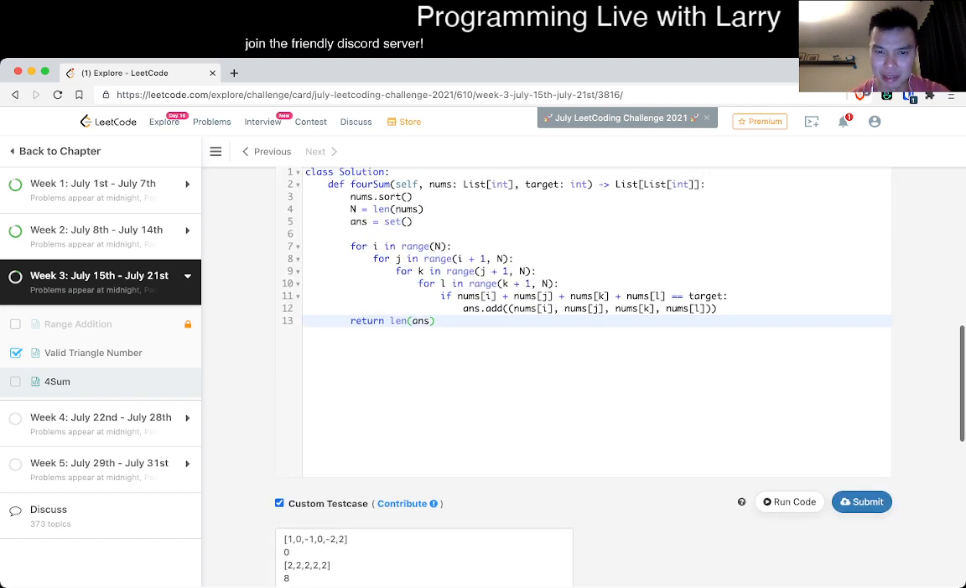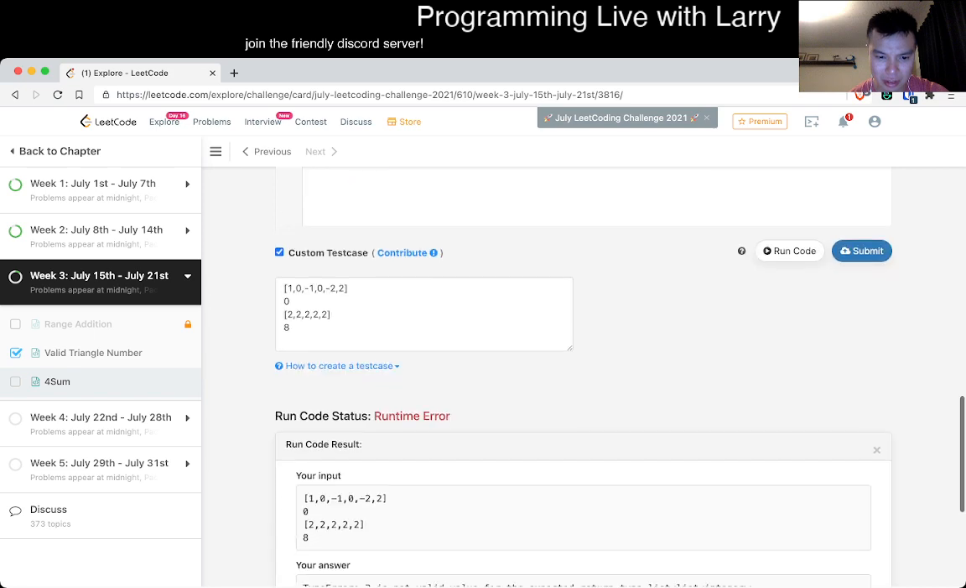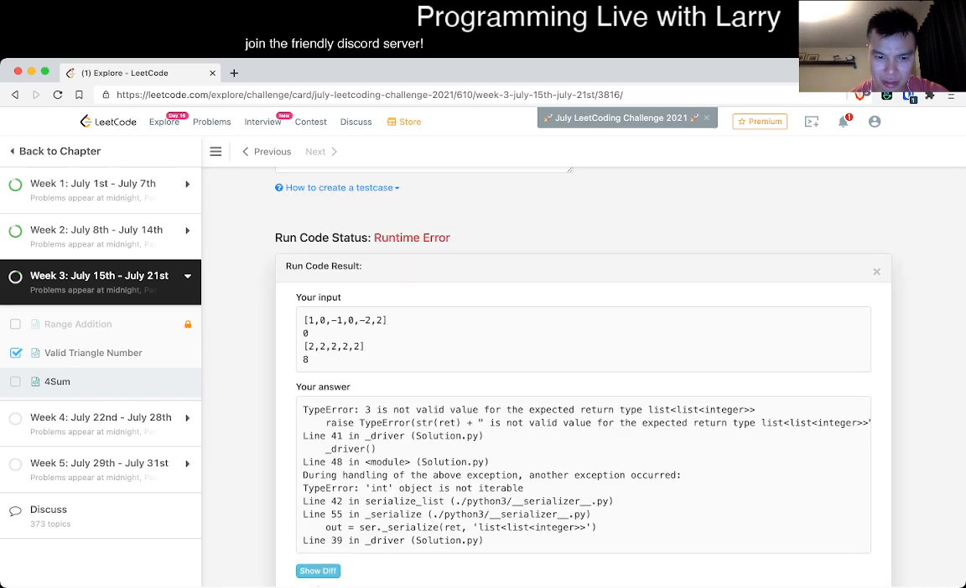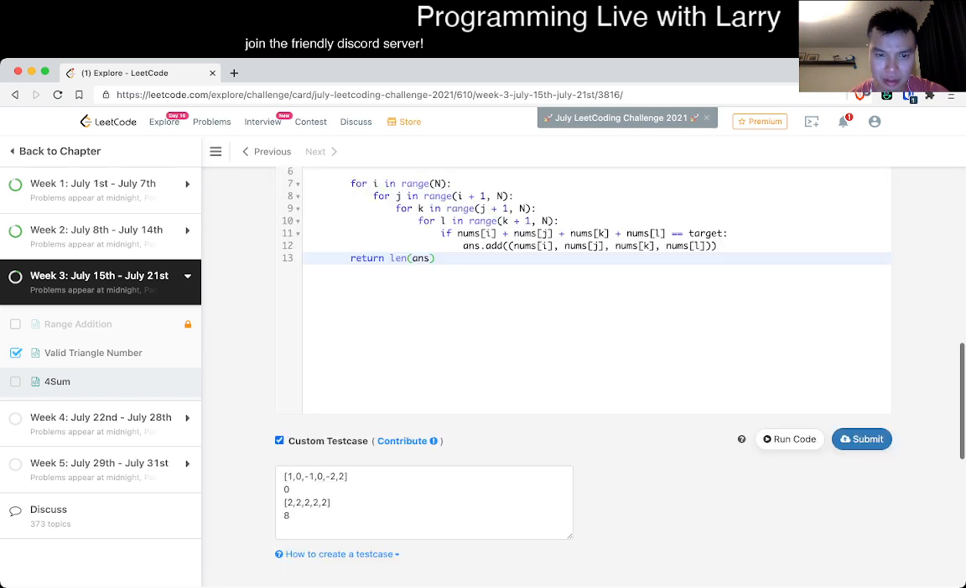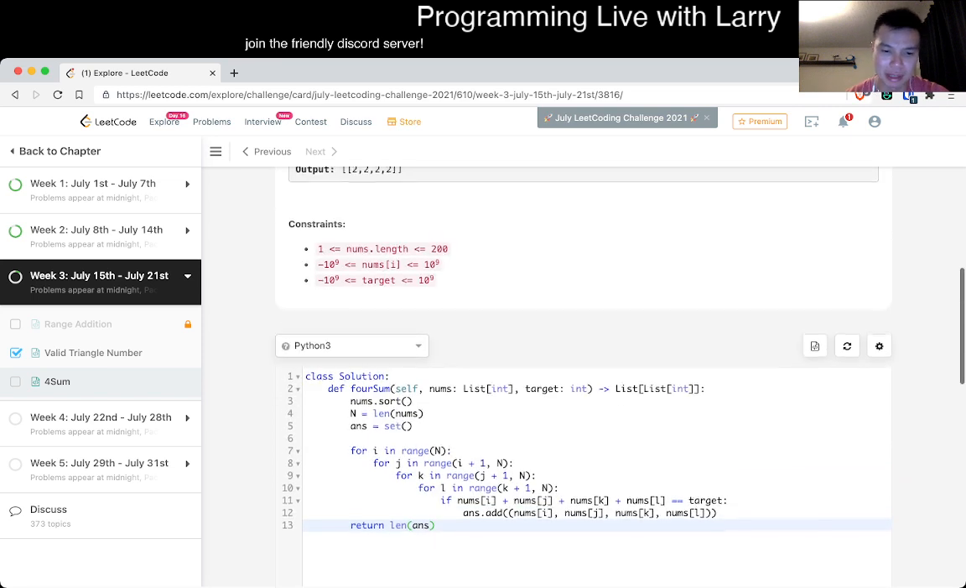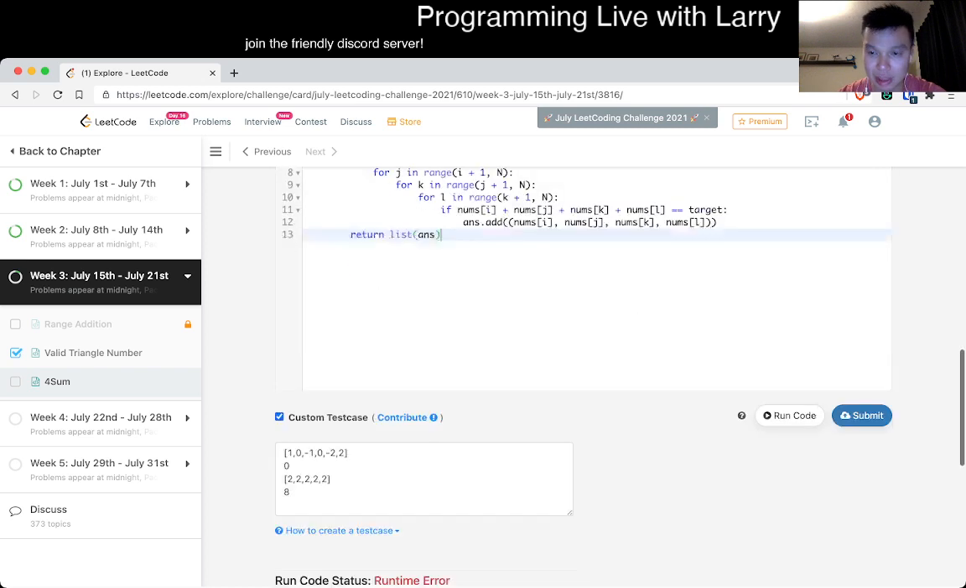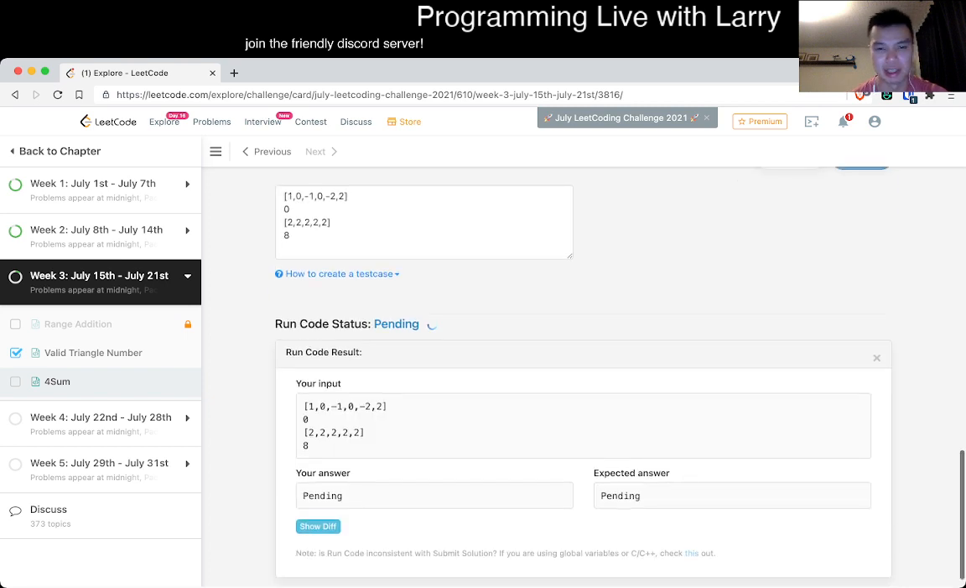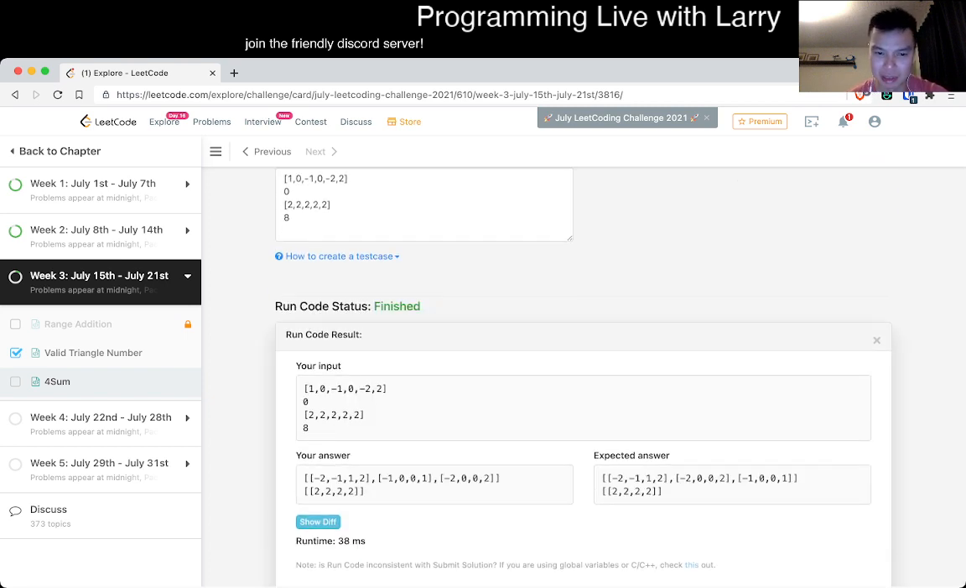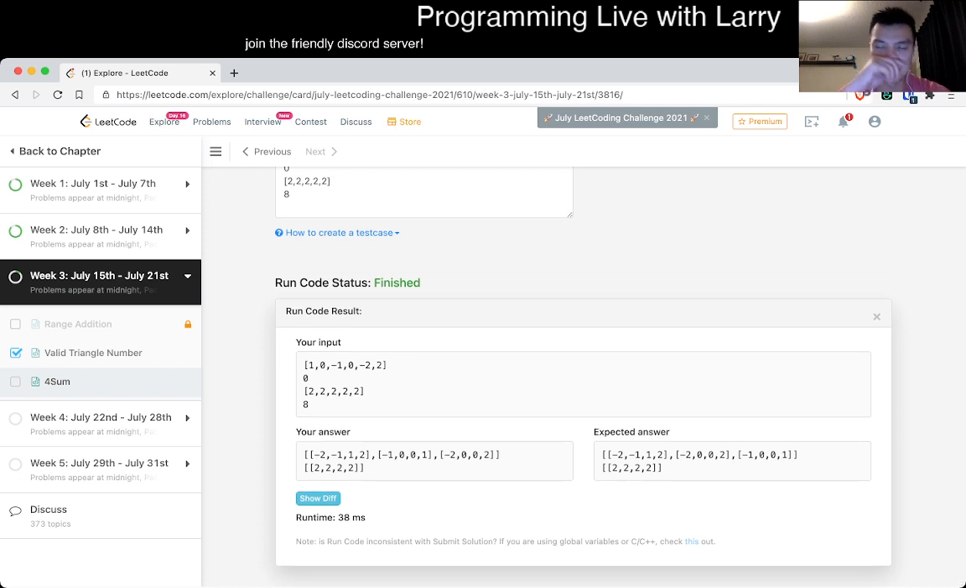Okay, maybe I do have a typo then. What is going on? Oh wait, no, I'm just being an idiot because I returned the length of the set instead of the set itself converted to a list. Okay, so I'm confident about this one, even if it may not run in time. Will it run in time? Hmm.